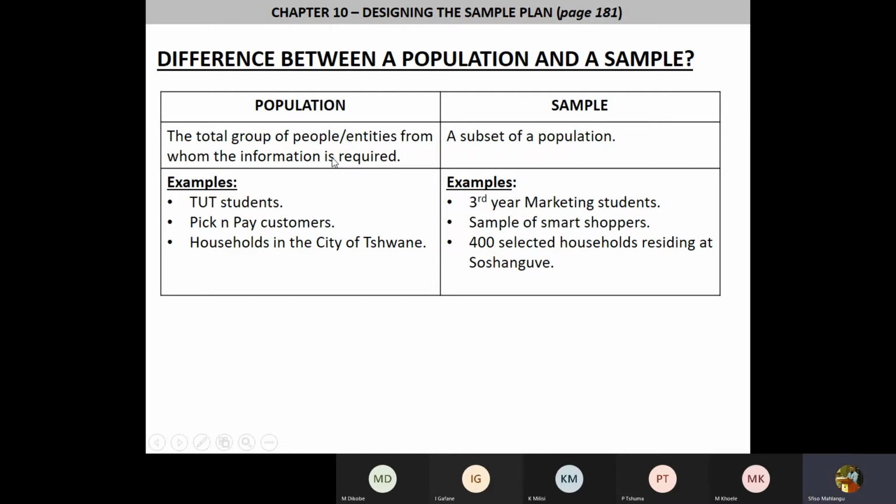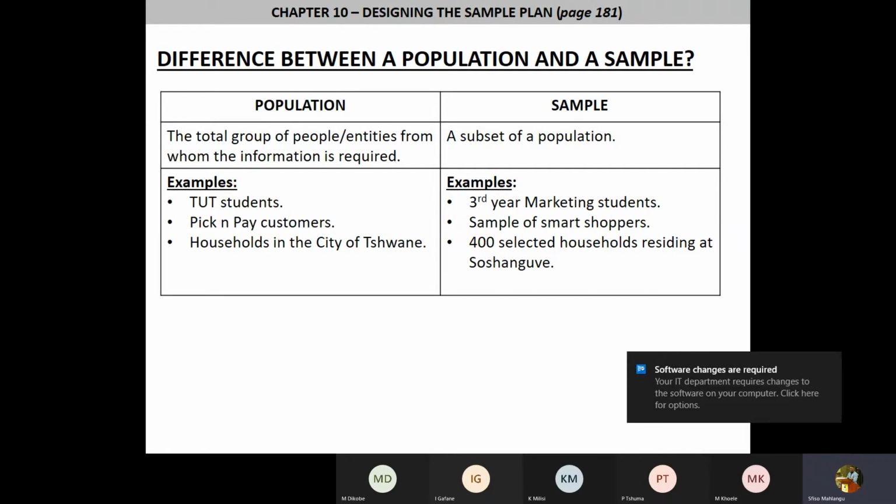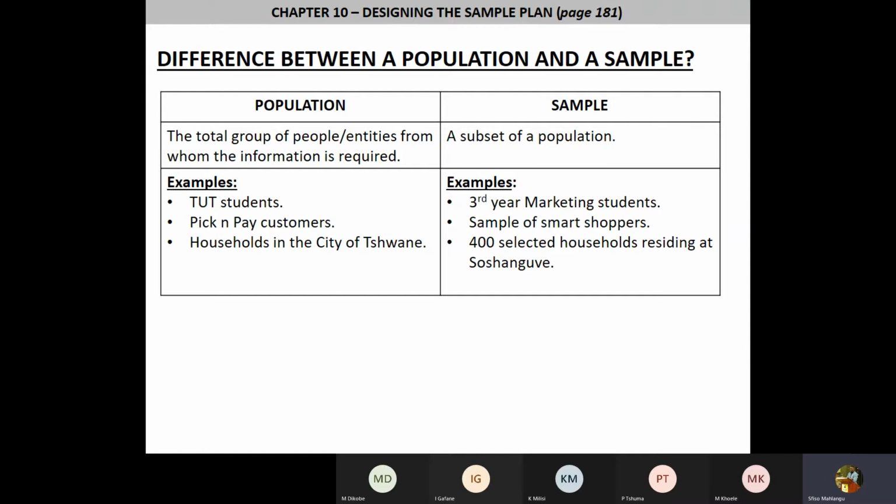It doesn't mean that we will be able to interview everyone here. For example, if our research is about TUT students, we won't be able to interview every student. So if we decide to interview 10% of TUT registered students, we are talking about a sample. So that's the difference between a population and a sample. When you read the definition in the textbook on page 212, it talks about a sample being a subset of a population. So you must understand what a population is first before you can indicate the sample of that population.